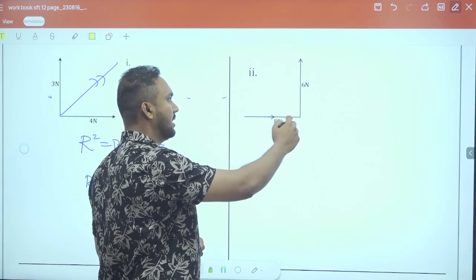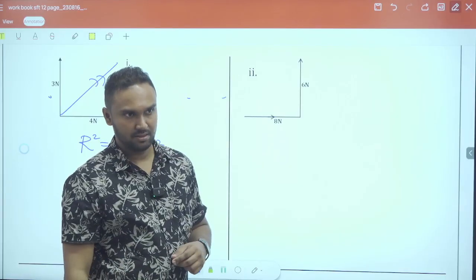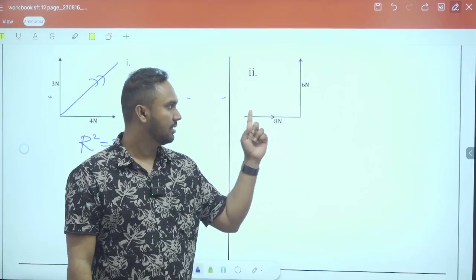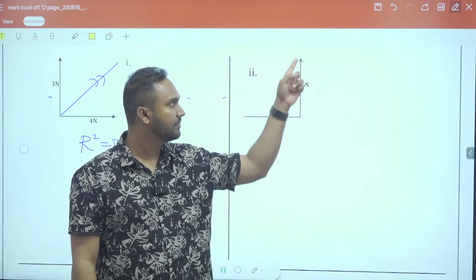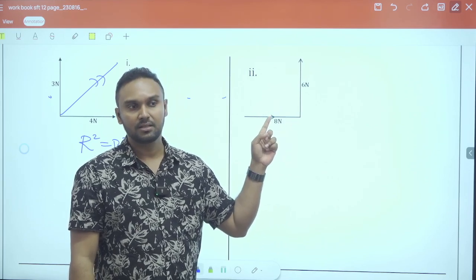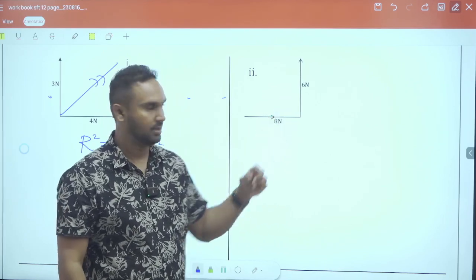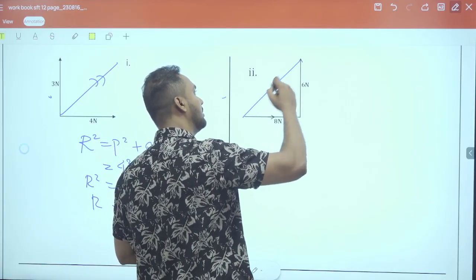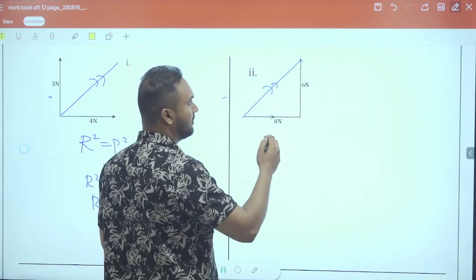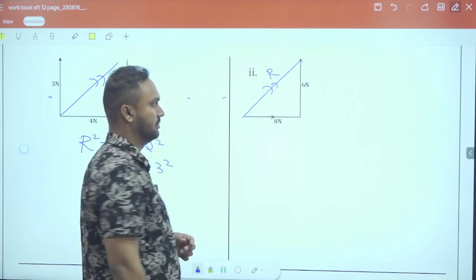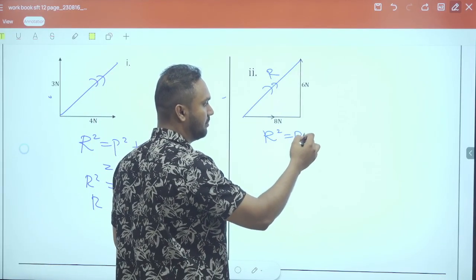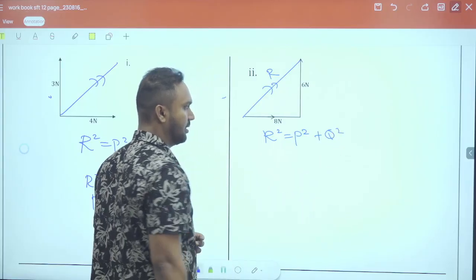see, the forces are acting perpendicular but the directions are different. In this case, I said if the forces are acting head to tail, the head of this force is acting towards the tail of the other force, right? If the forces are acting head to tail, the resultant should be acting from tail to head. Now the resultant goes from tail to head like this, right? So you have to find the resultant here, R. So how do you do it? You put Pythagoras, right? R square equals P square plus Q square, right?